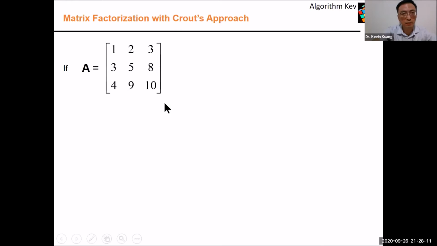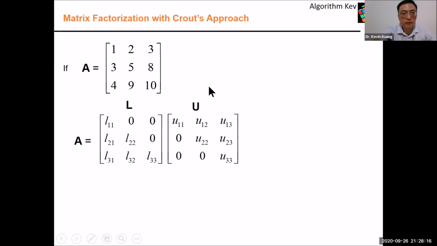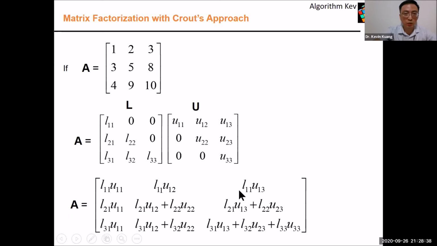Suppose we are given a matrix A. We would like to decompose it into L and U. As you can see here, the lower triangular matrix is represented by this, while the upper triangular matrix is represented by this. So our job now is really to determine the values of all these elements. So how do we go about doing this? Well, one way is to do a matrix multiplication, of which you will get this.